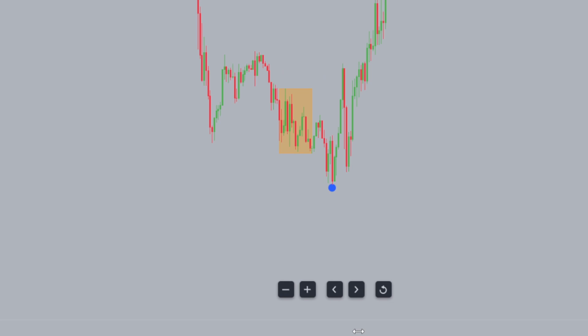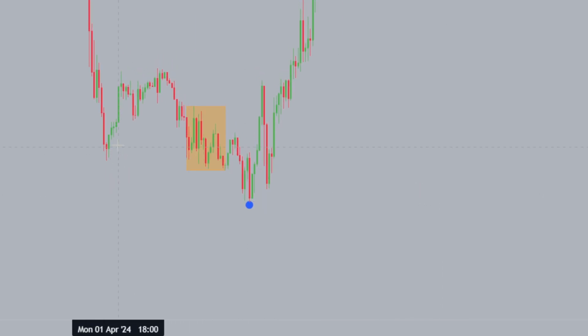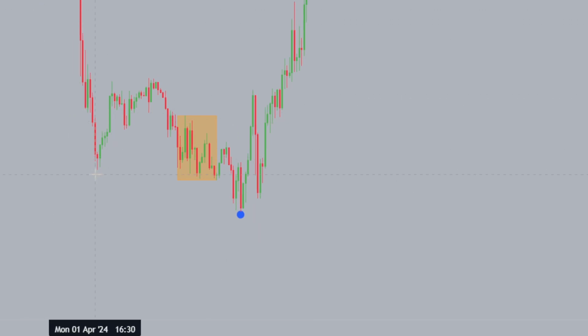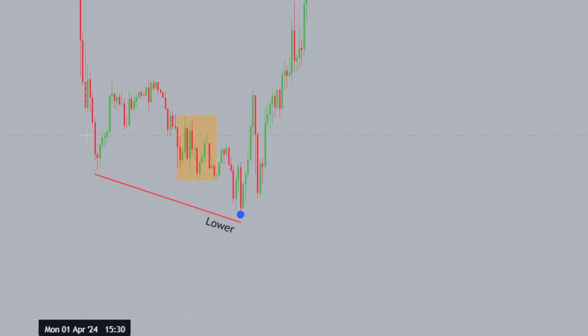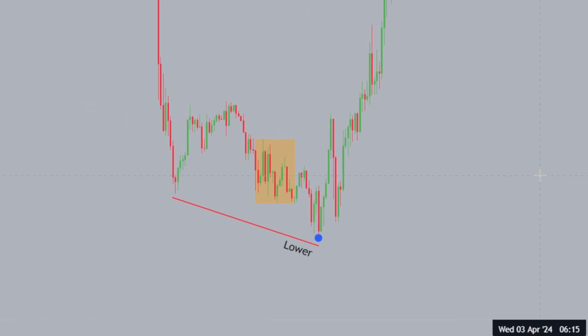What we've seen over here is price from Monday, the 1st of April, come down into Tuesday. We've seen a low and then a lower low over here. So we've seen the euro dollar decrease in price, a lower low and a lower low, so a downward sloping trend line.